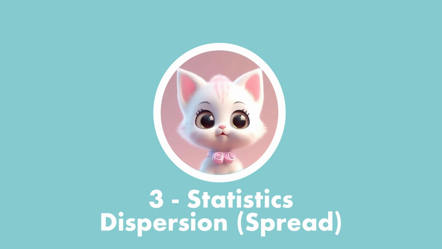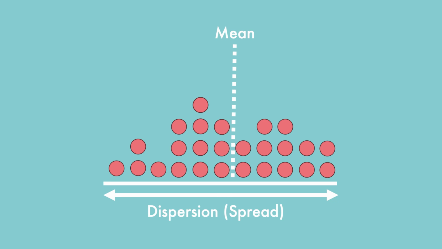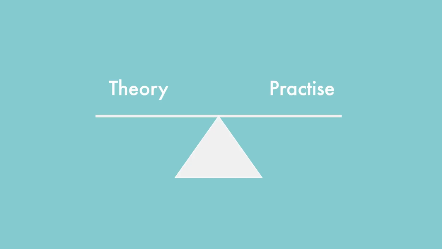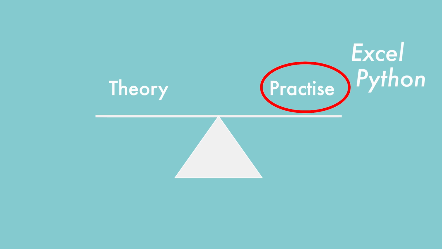Hello, welcome to the third lecture of statistics. Today we are going to talk about the topic dispersion or spread, following the lesson on population and sample and central tendency. Once again, at the end of the class we will have practical examples given in Excel and Python.